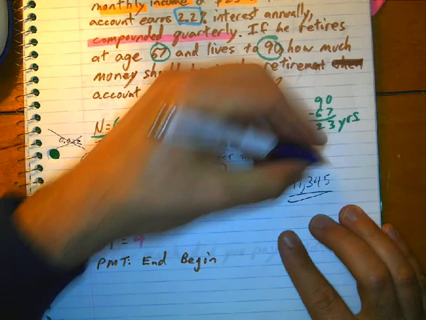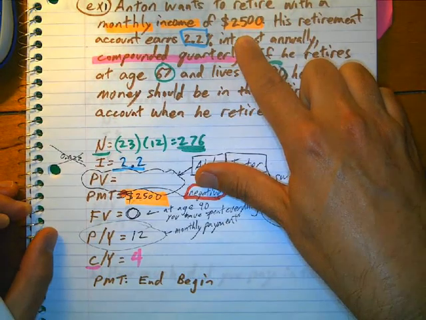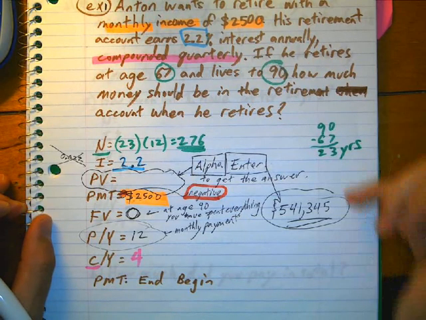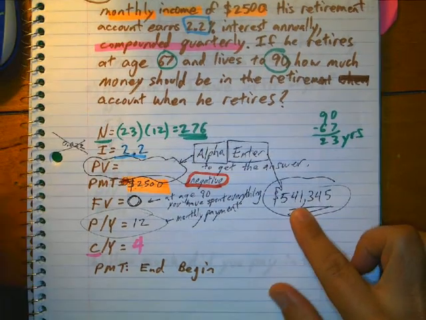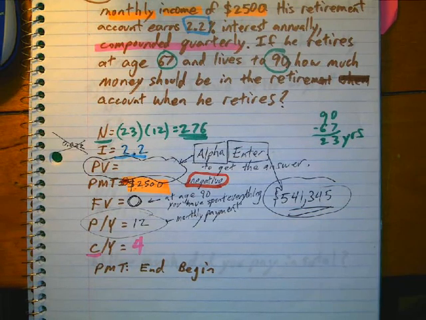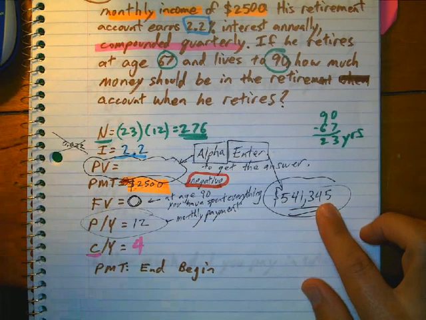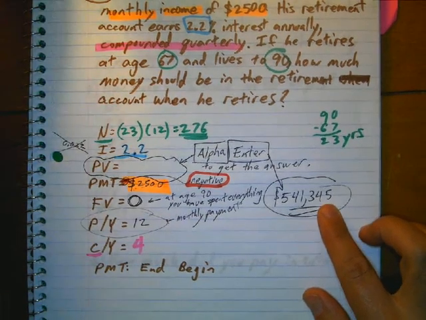So in order to get a payment of this amount after 23 years, I have to have, this is what I'm going to need when I retire. Okay, let's do another one.